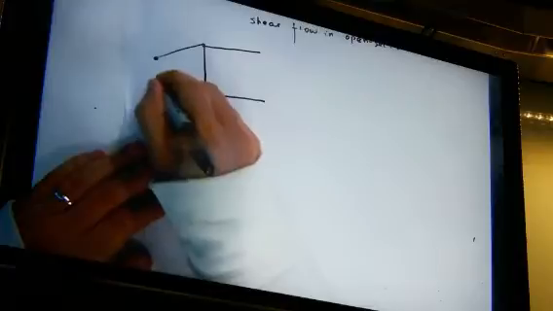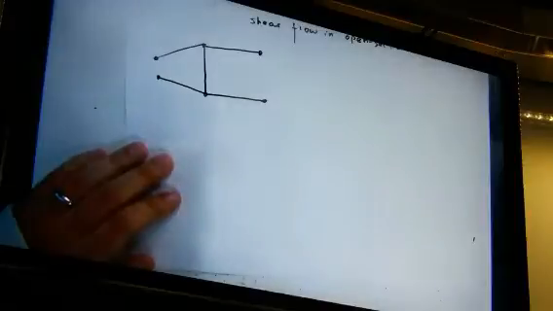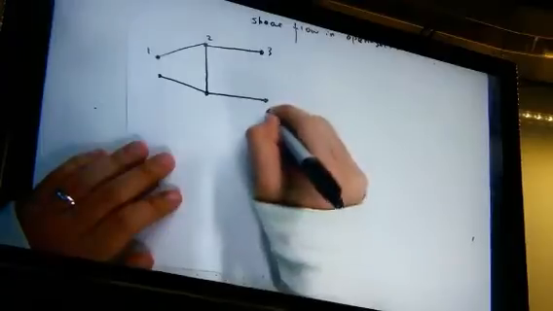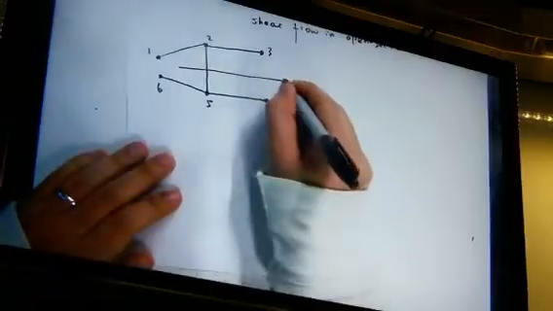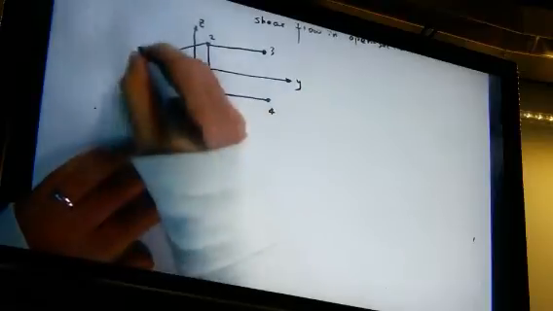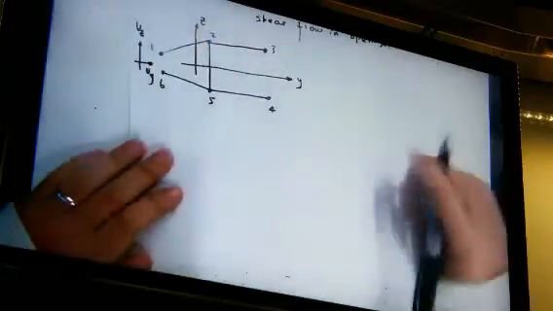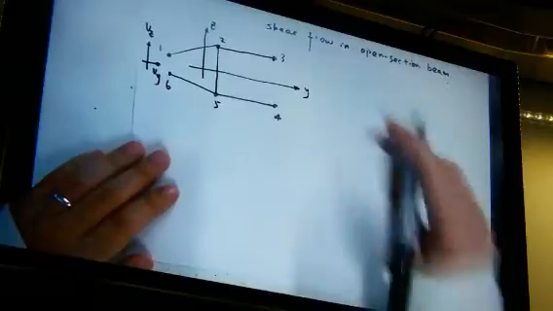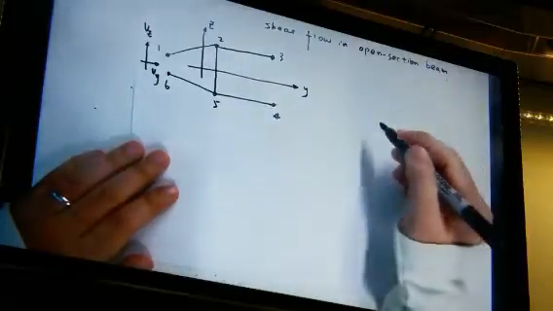This is a typical idealized open section wing cross section. And the boom areas are 1, 2, 3, 4, 5, 6. This is a coordinate system, y and z, and loading along this direction is Vy, loading along this direction is Vz. And this is a typical open section beam. And what is the shear flow in each skin? We need to figure that out.